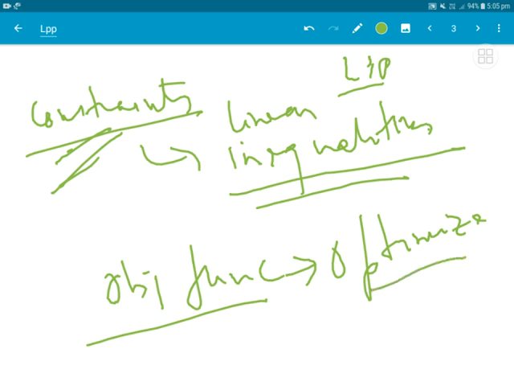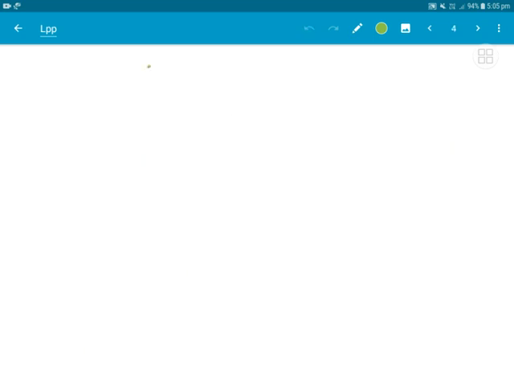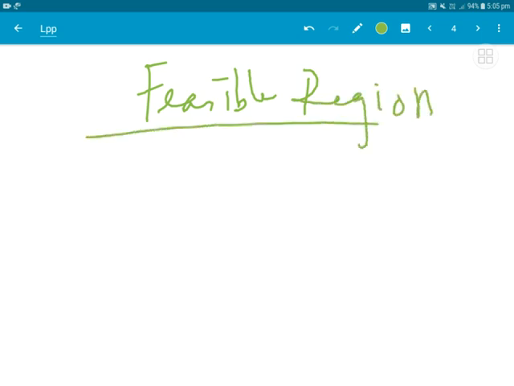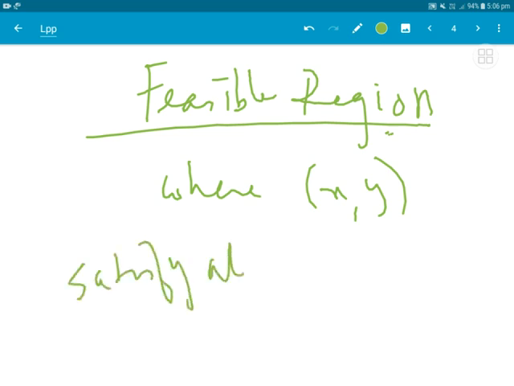Let us talk about the feasible region first. What is the feasible region for the problem? For a given optimization problem, the feasible region is where the points (x, y) which we are considering satisfy all the given constraints.